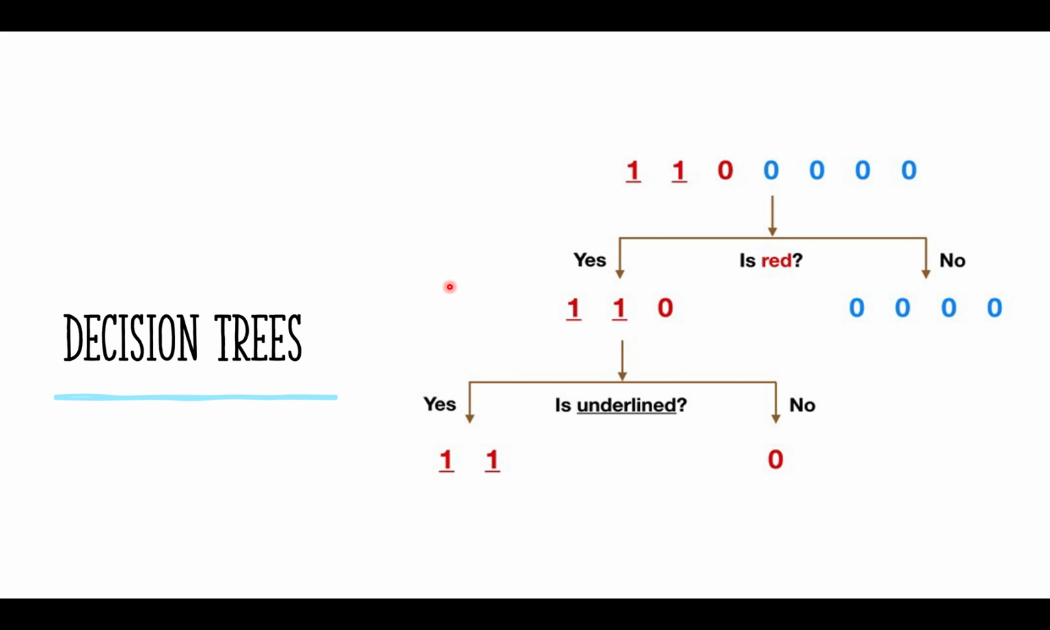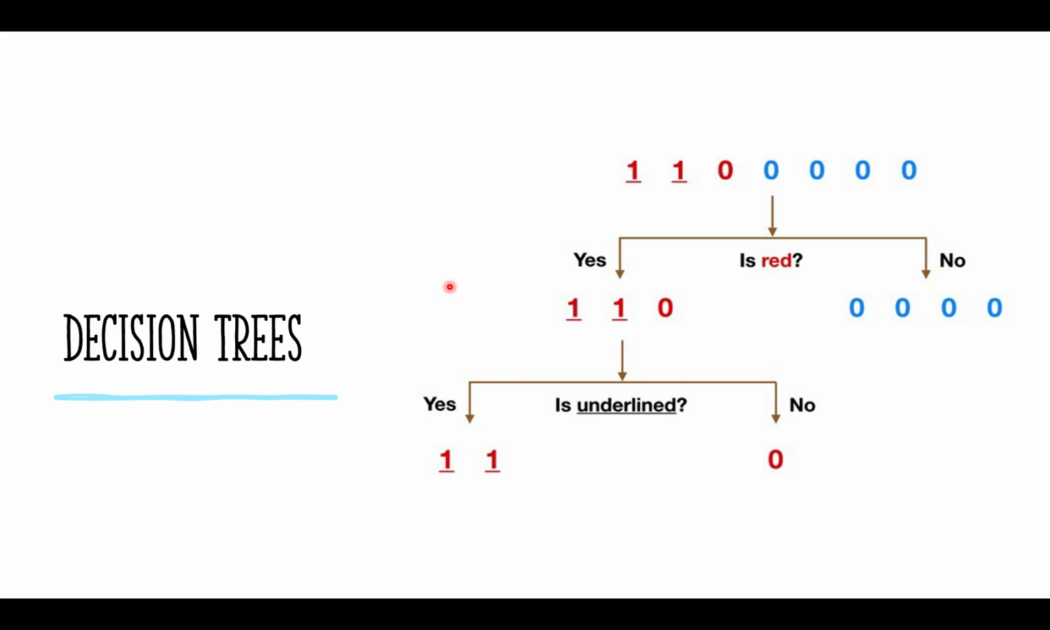Now we could use our second feature and ask, is it underlined, to make a second split. So the two ones that we have are underlined and go down to the yes sub-branch, and the zero that is not underlined goes down to the right sub-branch, and then we are all done. Our decision tree basically was able to use two different features to split up the data perfectly.